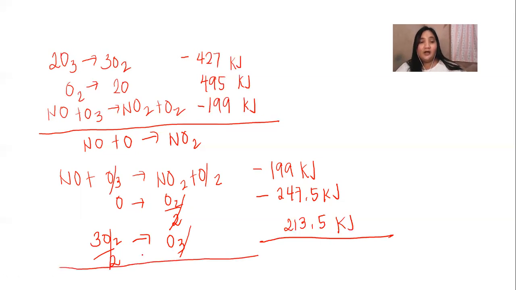final answer. Our answer is actually NO plus O yields NO2. And then for the heat, the total heat is, okay, that's 199. So our answer is actually negative 233 kJ.